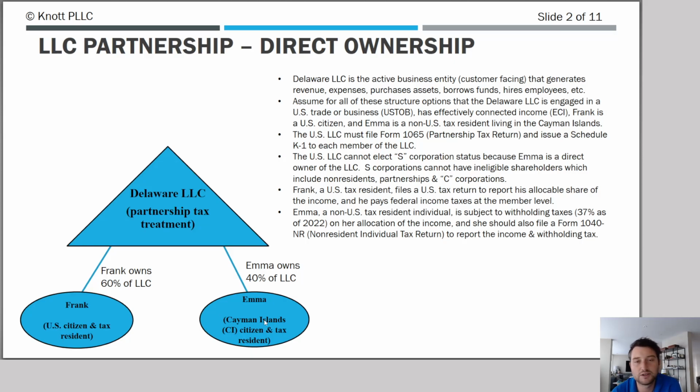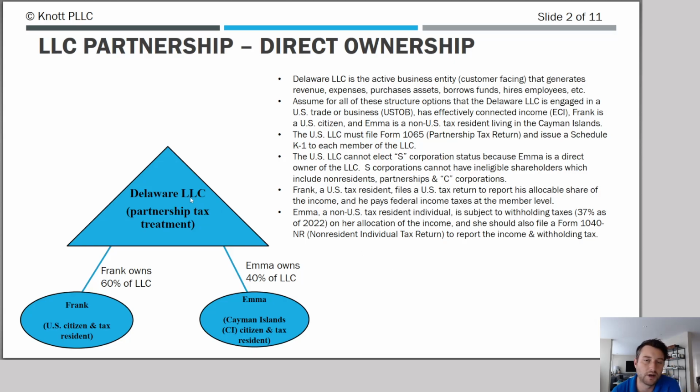Emma, because she is a non-resident and she's invested in a company that is engaged in U.S. trade or business, is subject to income tax withholding on her allocation of the net ECI, right? So the current rate as of 2022 is 37% withholding on any allocation of income from the Delaware LLC to Emma, right?